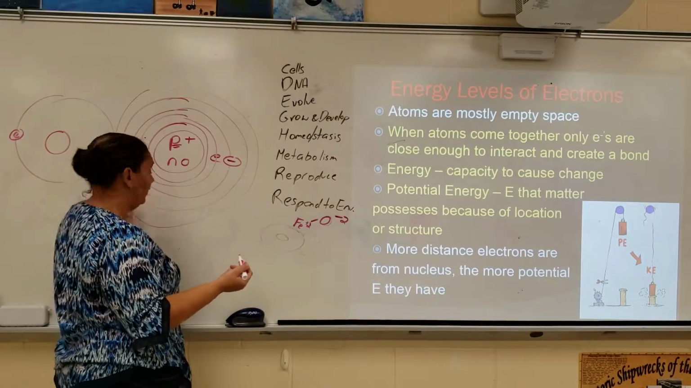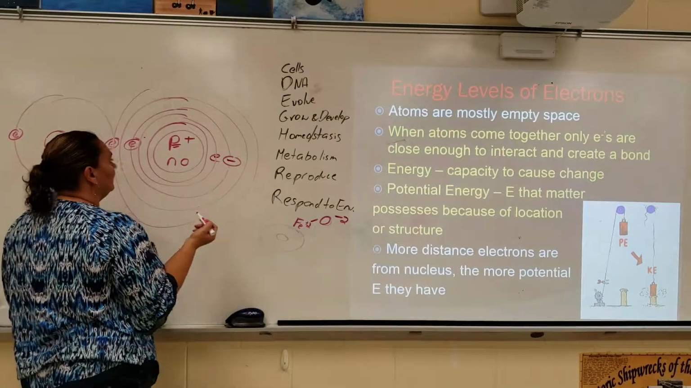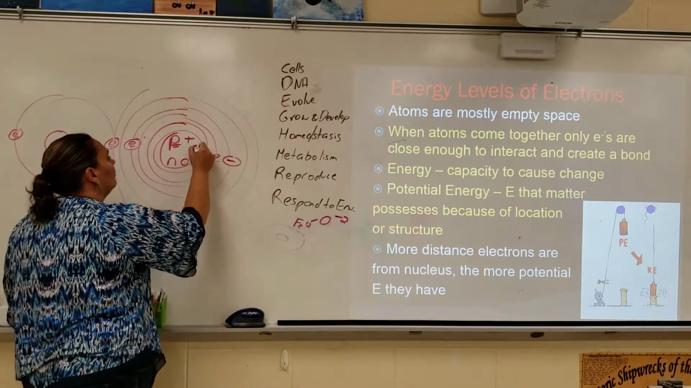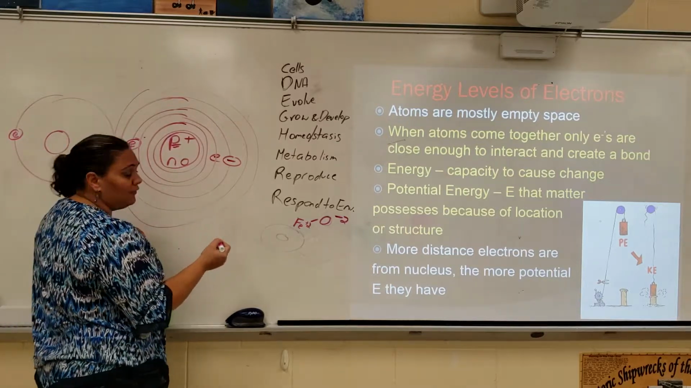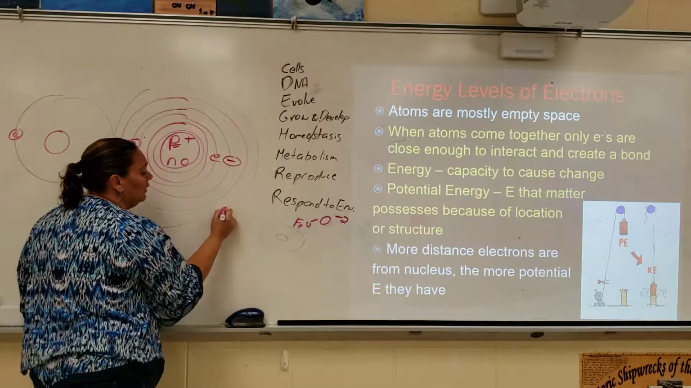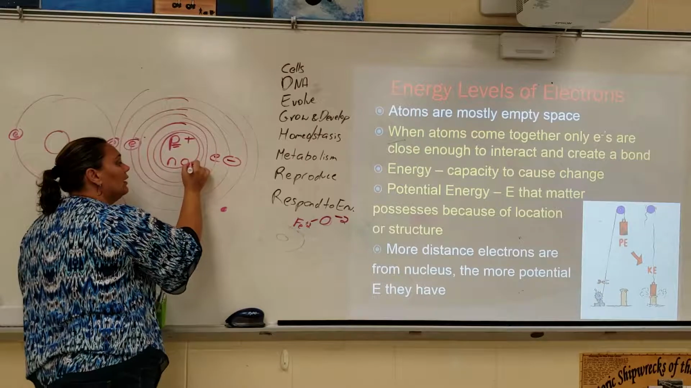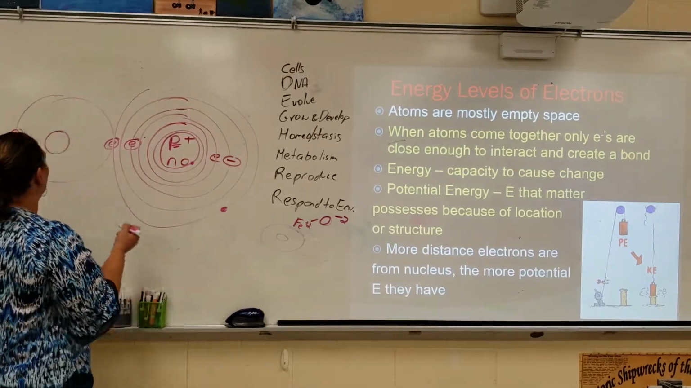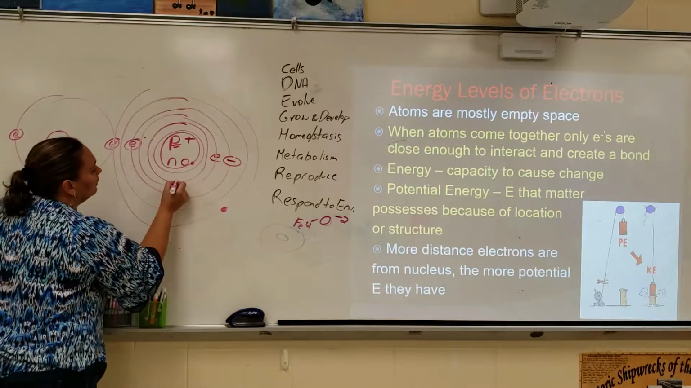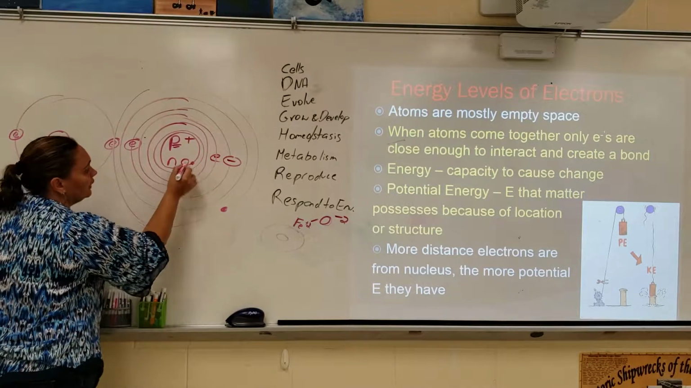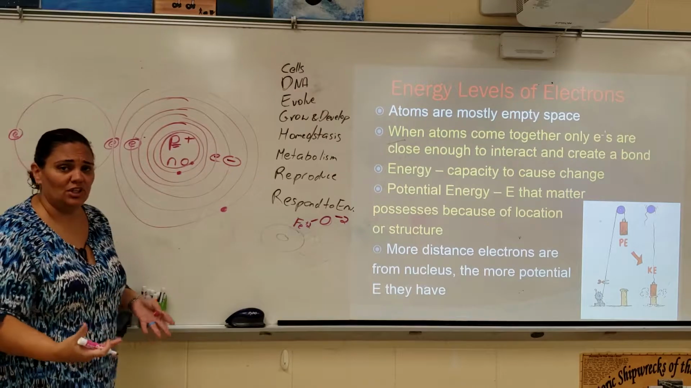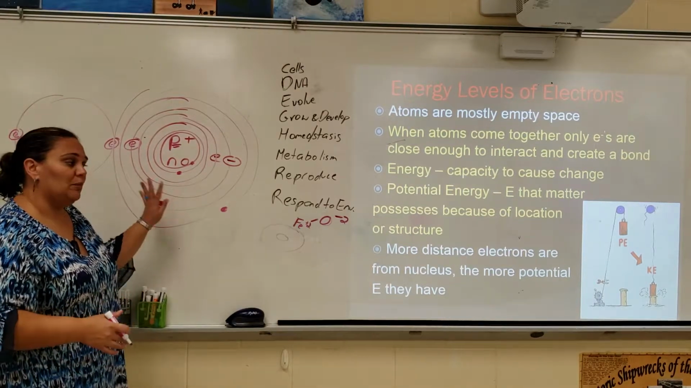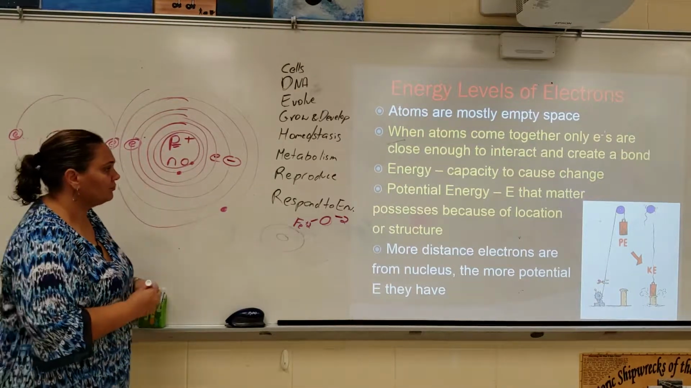Actually, there's a seventh, but I'm running out of room, so I'm not going to do it. But I'll squeeze it right here. There we go. Now, if you have an electron that drops from here all the way down to here, he is going to release a whole heck of a lot of energy, versus an electron that is going from here to here. He's not going to release as much energy. So you want to keep this in mind. Okay? All right.